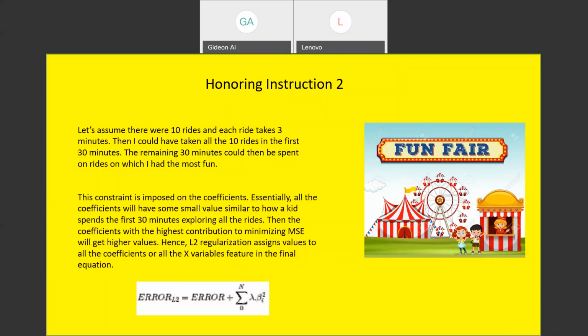To summarize, honoring instruction 1 is nothing but where money is important, time is less important. That is exactly where lasso regularization comes in, where you will just cut out some variables altogether from the model. Whereas in the case of ridge regression, here time is of the essence, money is not important, in which case you will sample all the variables, you'll give importance to all the variables, but then you'll be adjusting weights in such a way that the most important variables have the most importance.